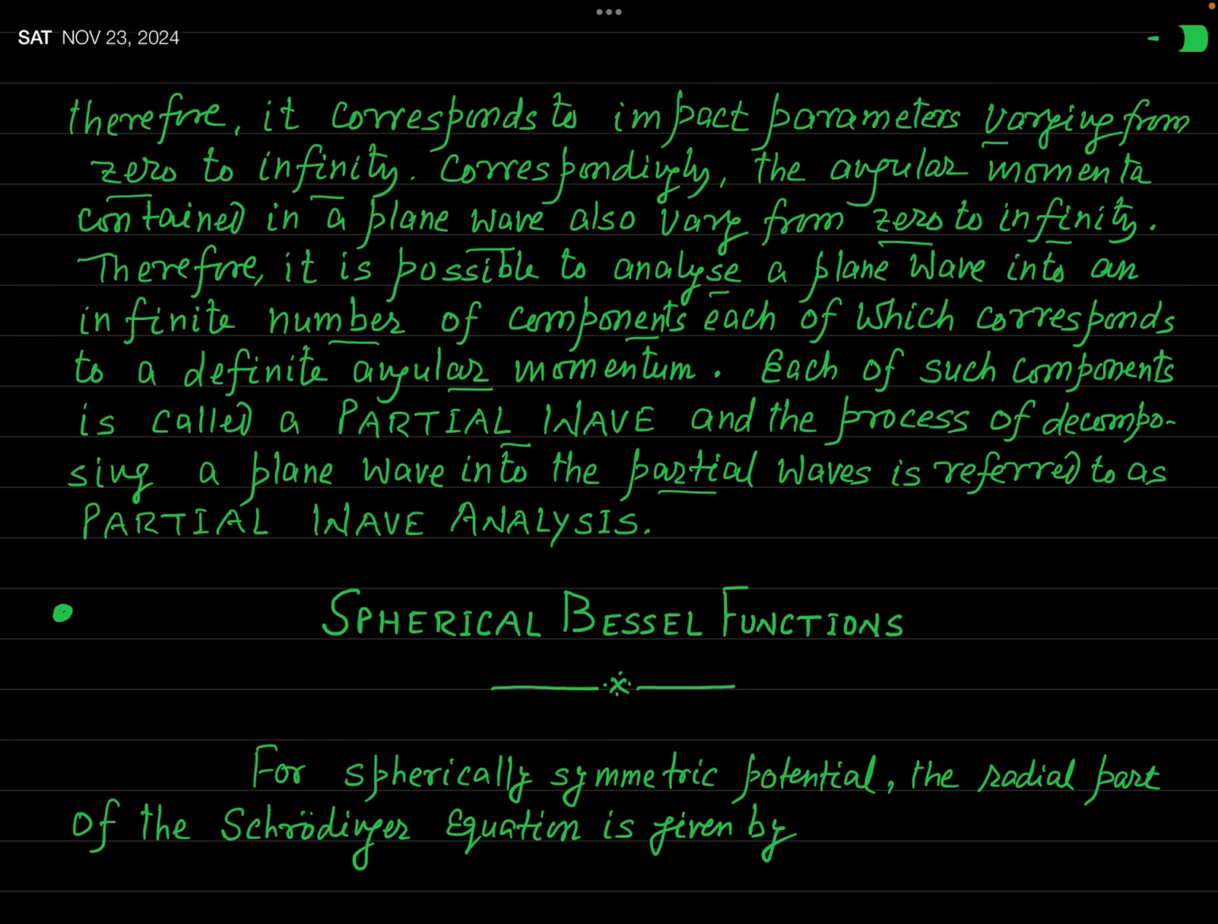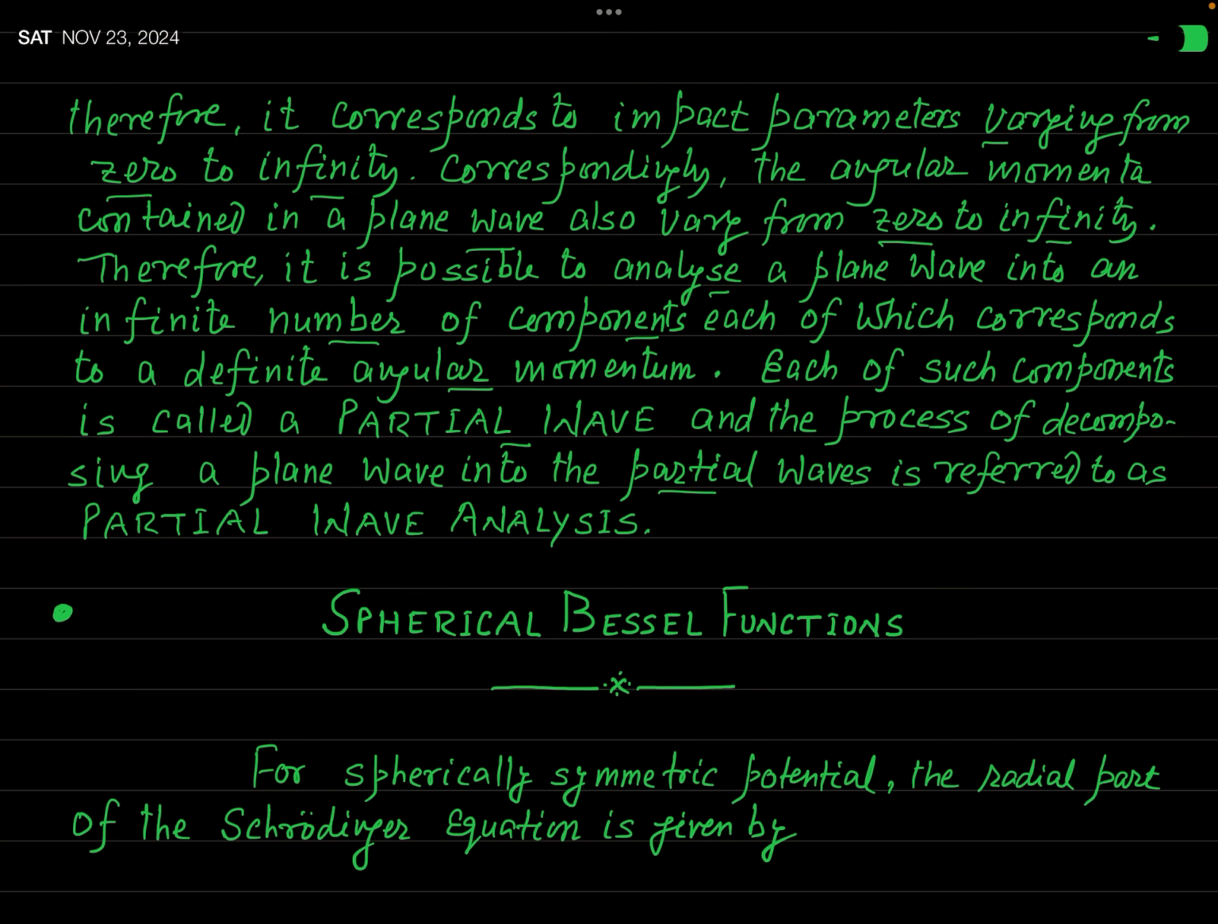So before going through the rigorous theory of this partial wave analysis, I am presenting here some of the basic facts regarding these spherical Bessel functions. Okay, and this discussion is just limited to some aspects which will be needed in our problem of scattering. So I am not teaching you spherical Bessel functions in very detail, but I am just giving you some information regarding this which will help you to understand the concept which will be dealt with in our forthcoming videos.